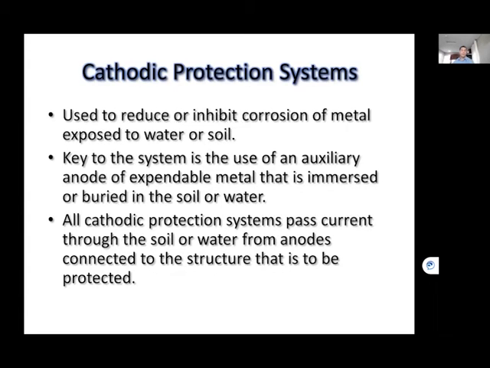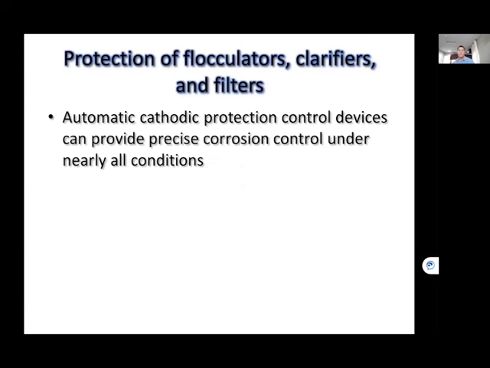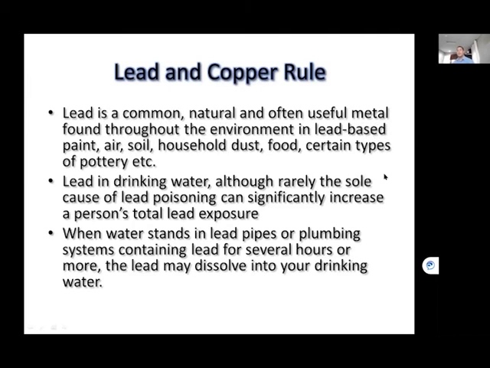All cathodic protection systems pass current through the soil or water from anodes connected to the structure that is to be protected. Protection of flocculators. So at the treatment plant, you will also use automatic cathodic protection control devices, which provide precise corrosion control nearly in all conditions. So moving over, in connection with corrosion, the lead and copper rule.